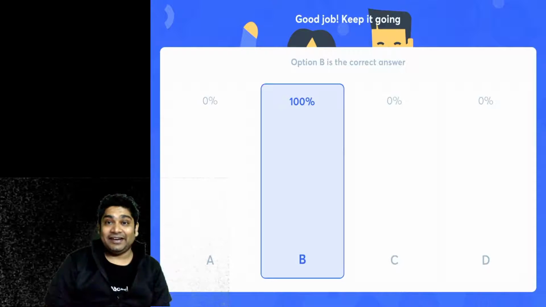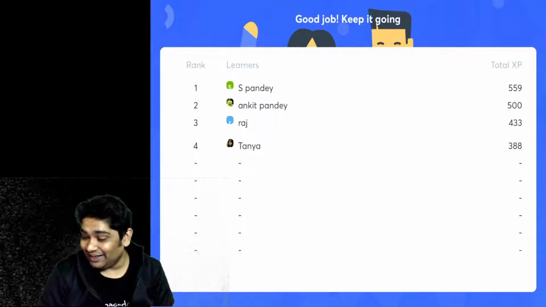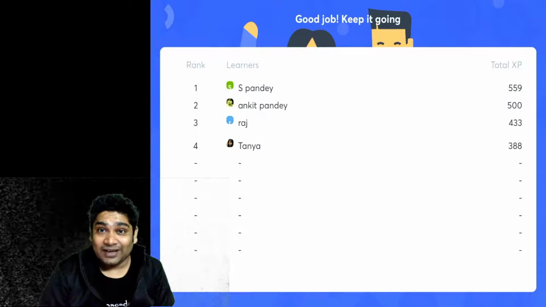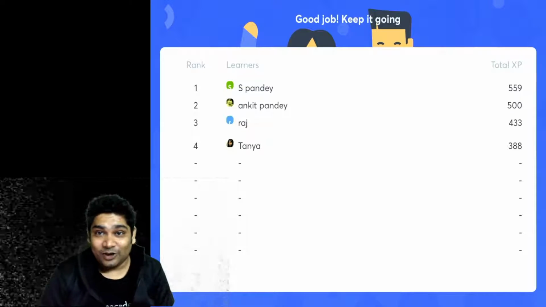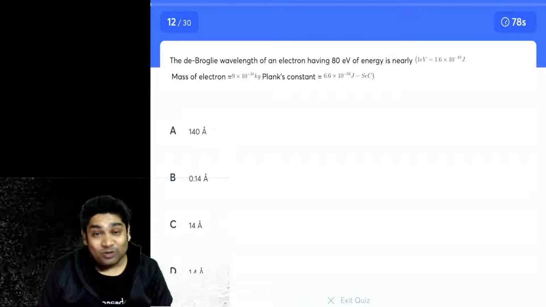All right, great. Well done. So 100% correct answers for this one. Very nicely done, people. S. Pandey is still in the lead, followed by Ankit Pandey, followed by Raj, and followed by Tanya. Great, so let's move on to the next one then.